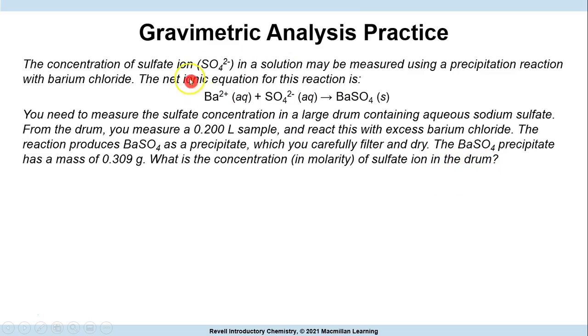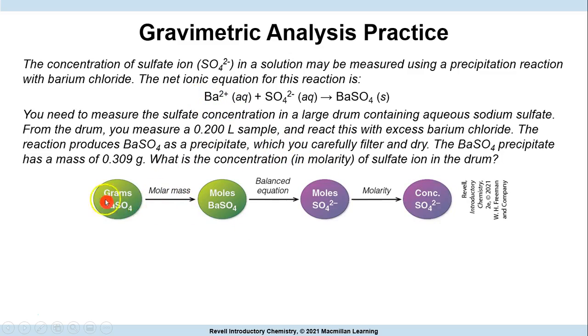So we are going to use this balanced equation to solve for the concentration of the sulfate ions. Now, we've been given the mass of the barium sulfate that was formed. So from the mass of the barium sulfate, we are going to determine the moles of barium sulfate. And from the moles of barium sulfate, we are going to determine the moles of the sulfate, as well as the moles of the barium if we were asked. So let's see how we can determine that.